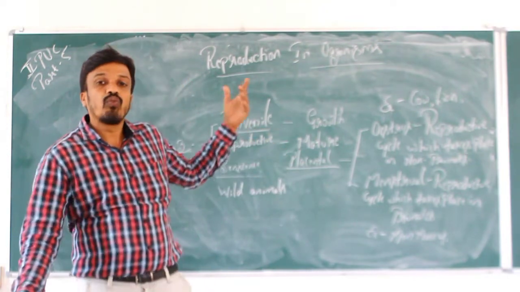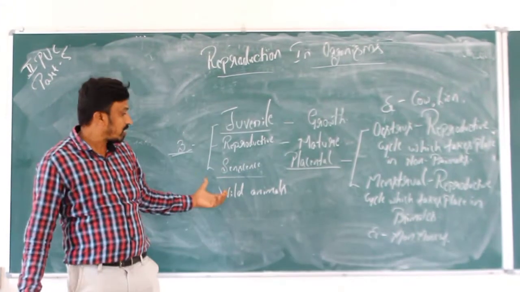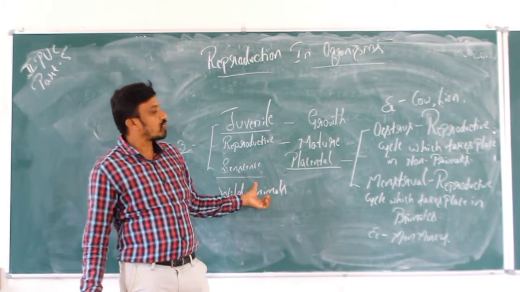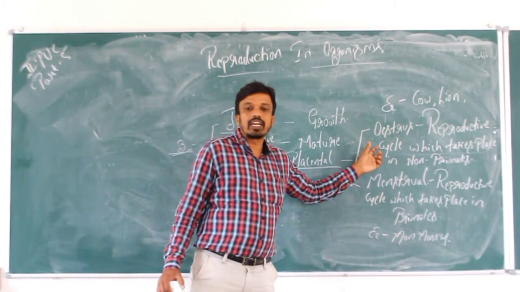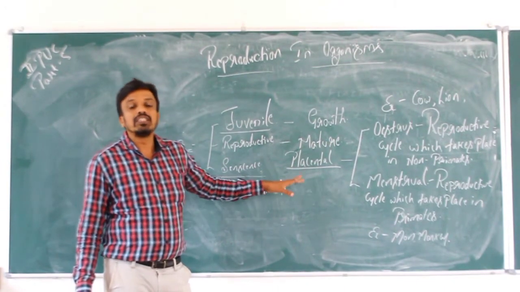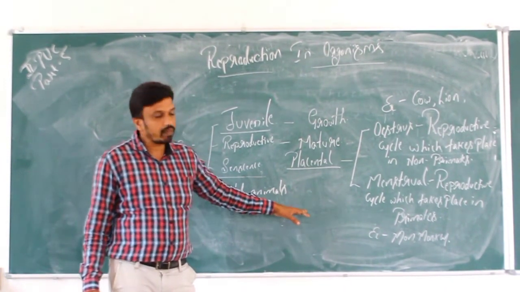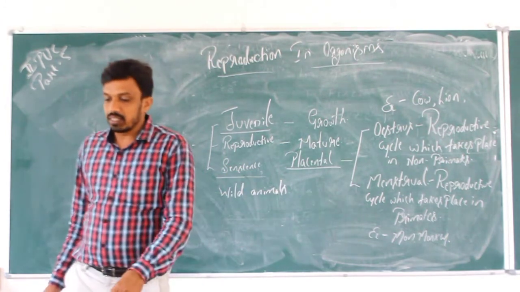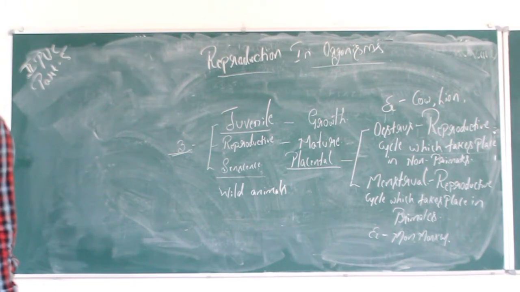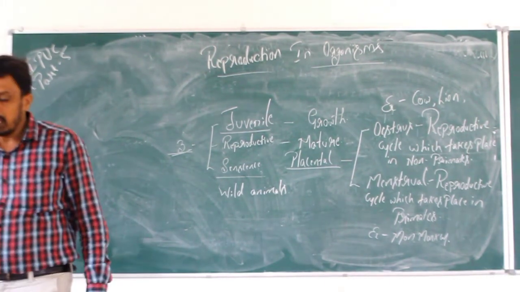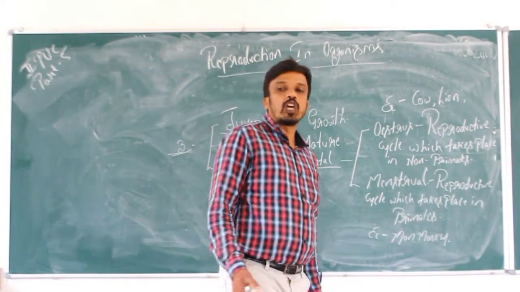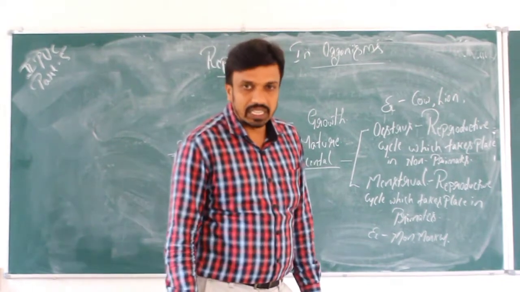So in the wild animals, they are going to exhibit the reproductive cycle during favorable conditions. Hence they are called seasonal breeders or discontinuous breeders. Some of the wild animals or wild mammals exhibit estrus cycle only during favorable condition in their reproductive phase. Therefore they are called seasonal breeders.